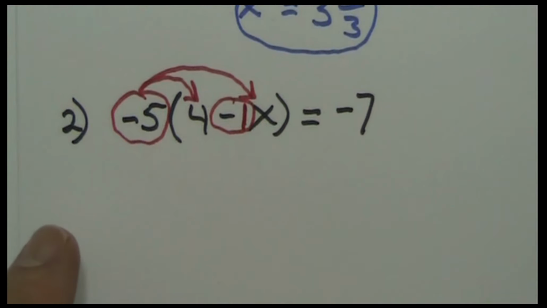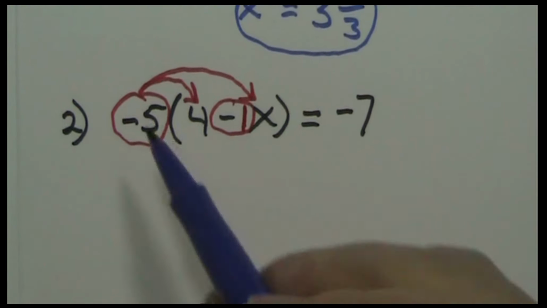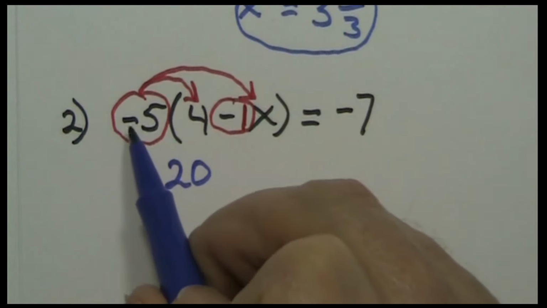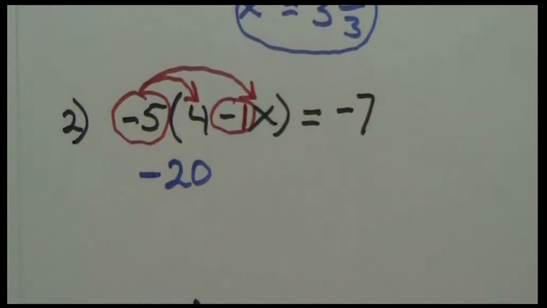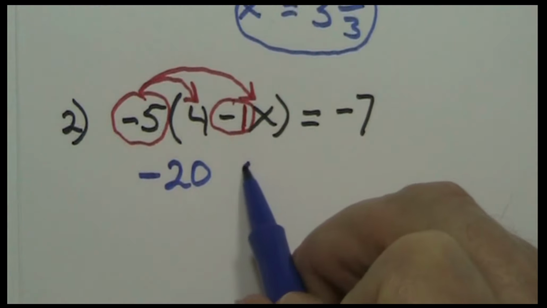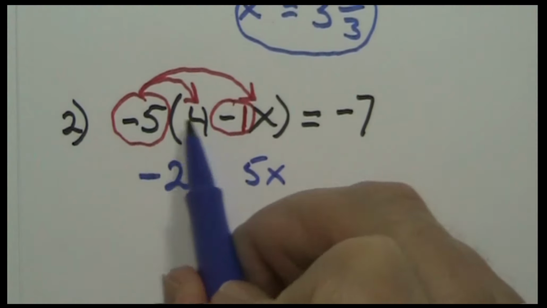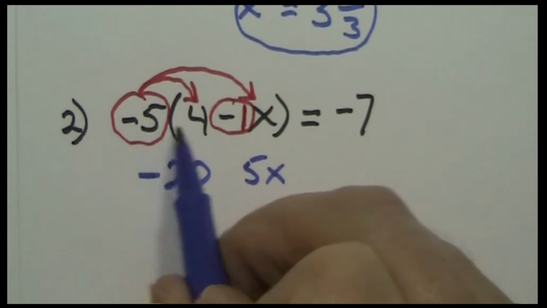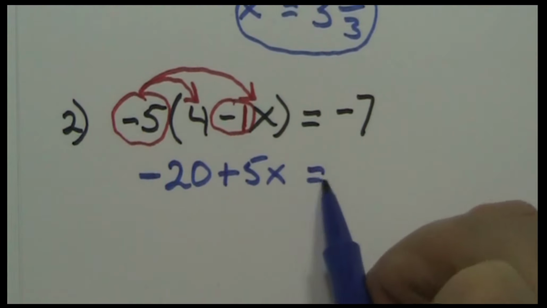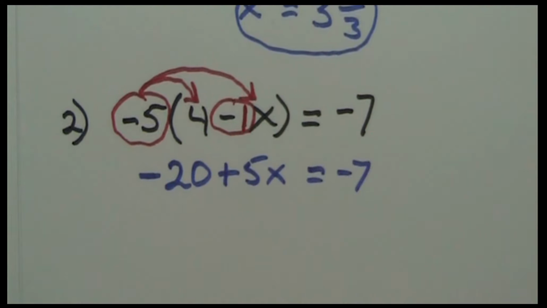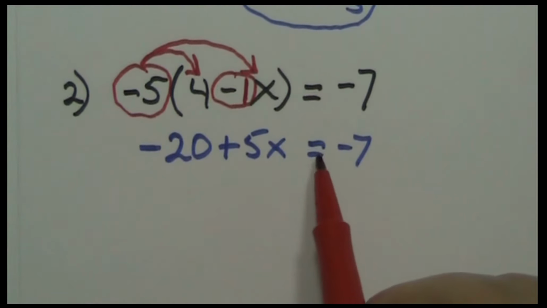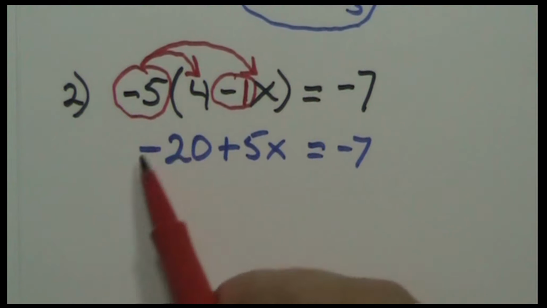Okay, so multiplying that out, we have 5 times 4, that's 20, and there's one negative. 5 times 1x is 5x, and there are 2 negatives. When multiplying, 2 negatives cancel. Now we're back to a two-step problem. First, get rid of the constant, negative 20.